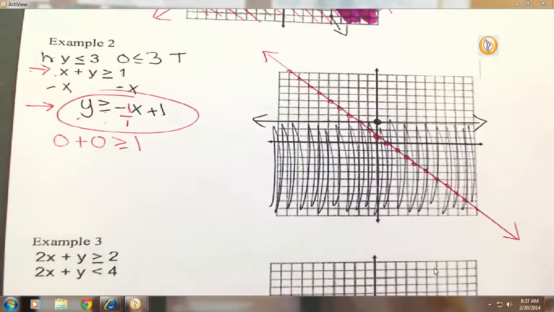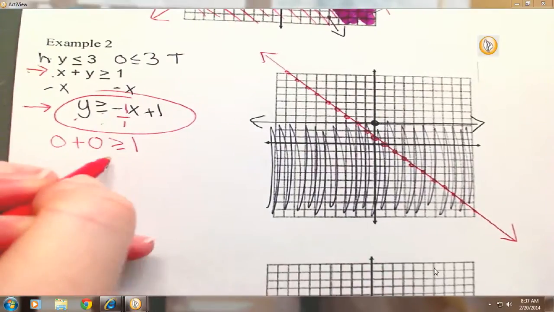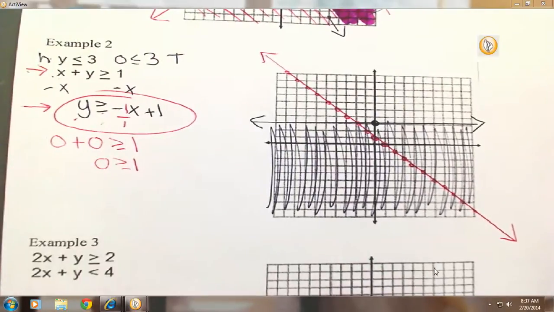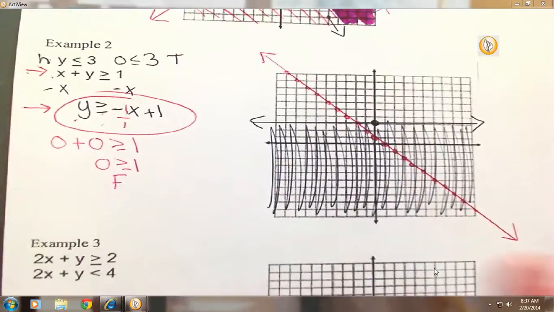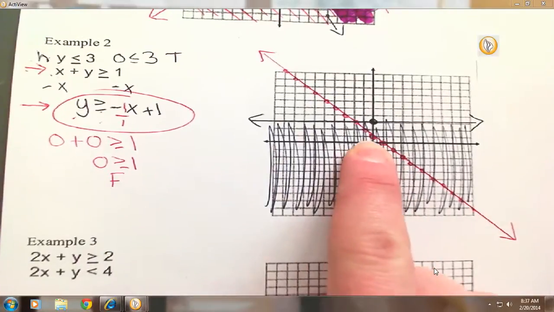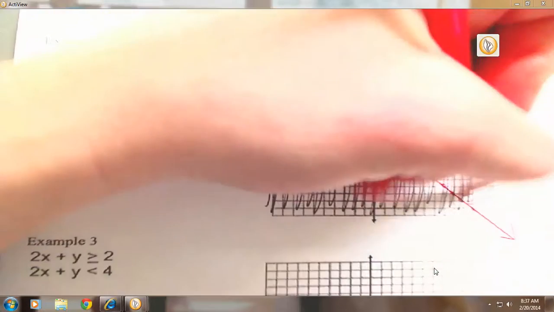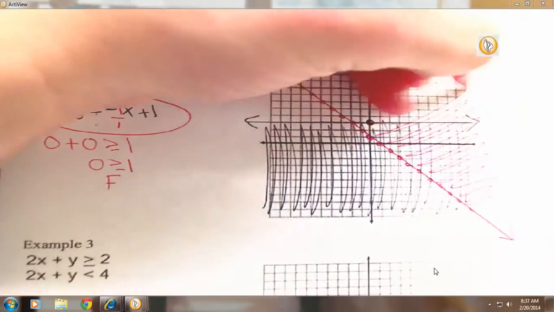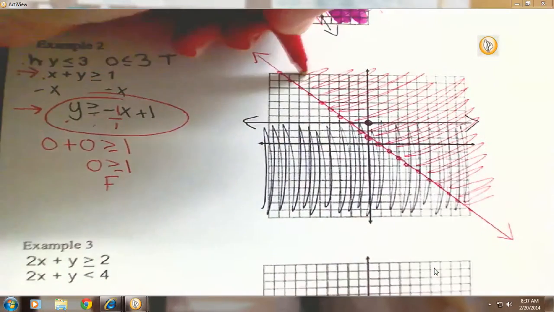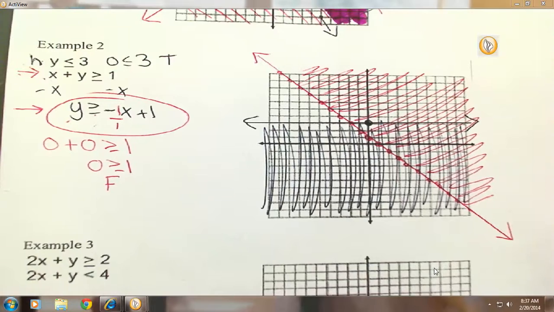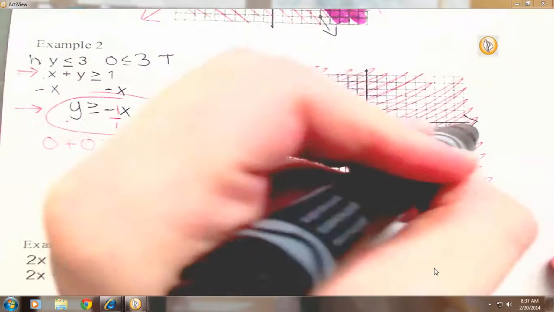So if we put 0, 0 in, we have 0 is greater than or equal to 1. Is that true? No. That's false. So looking at my red line, my point was 0, 0, which is on the bottom side, was false. I want to shade the true side, so I'm going to shade the top half. So remember, our solution is where our shadings overlap.